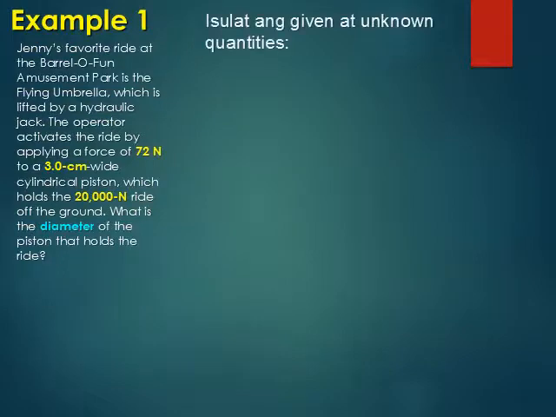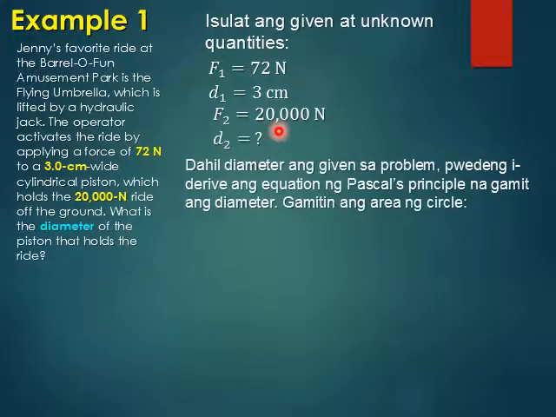Okay, so again, susulat muna natin lahat ng given and unknown quantities. So, you have the input force, which is 72 newtons. And then you have the input diameter, which is 3 centimeters. And then output force is 20,000 newtons. So, we're looking for the value of D2.